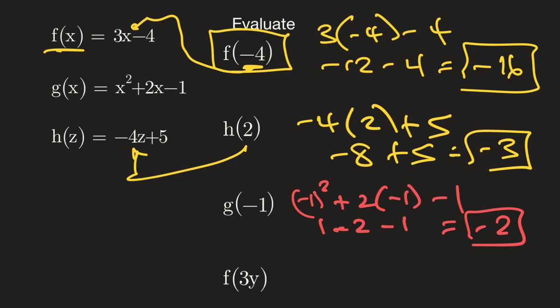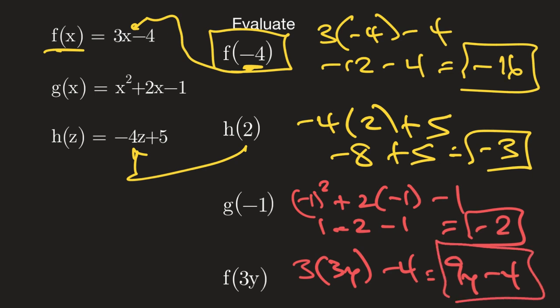And everywhere you see an x, put in a 3y. Guys, that's okay. Do what they're telling you to do. Go to the f function. Wherever you see an x, put in a 3y. I replace x with 3y. That's what I did right there. What is 3 times 3y? 9y, and then minus 4. Are you allowed to combine those two terms? No. 9y minus 4, those are unlike terms. Guys, that's as far as I can go with it. 9y minus 4, done. Okay?